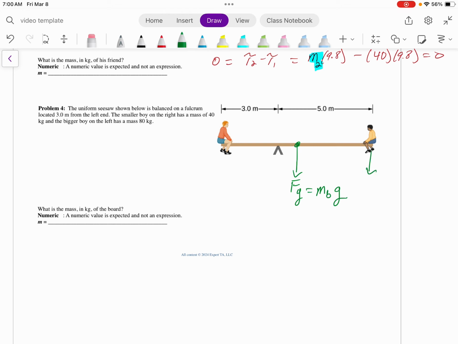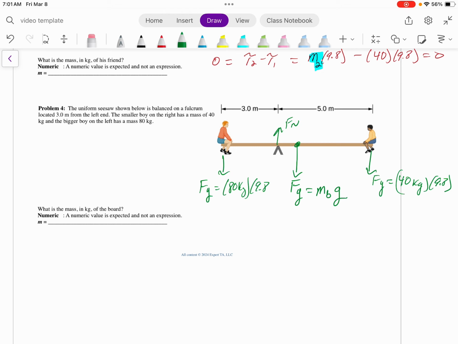We know this boy's mass, he's a smaller boy, and that force of gravity equals 40 kilograms times 9.8. We know the larger boy's mass, which was 80, I believe, 80 kilograms times 9.8, and then we have the normal force upward. So those are the forces acting on the beam. The one that I don't know is the force of gravity on the beam, because I don't know the mass of the beam. I don't know the normal force, but the other forces I do know.